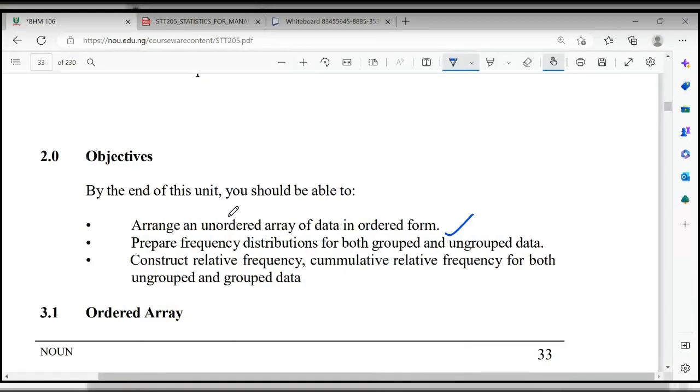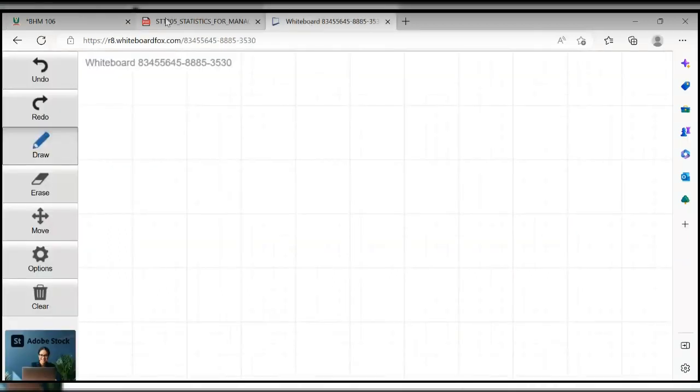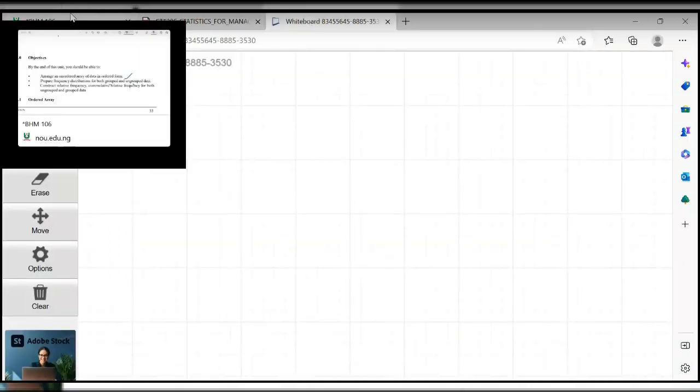So you should be able to arrange an array of data in ordered form. Prepare frequency distributions for both grouped and ungrouped data. So we're going to be seeing what they mean by grouped data. We also look at what they mean by ungrouped data. And then prepare frequency distribution for them. That's why we have our board, because tonight is going to be a long one.